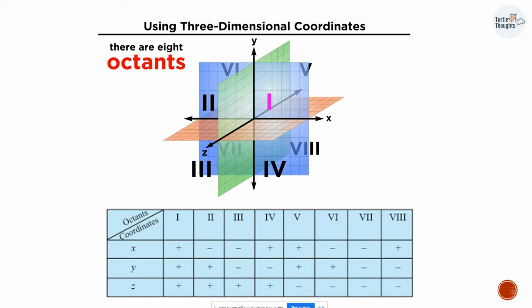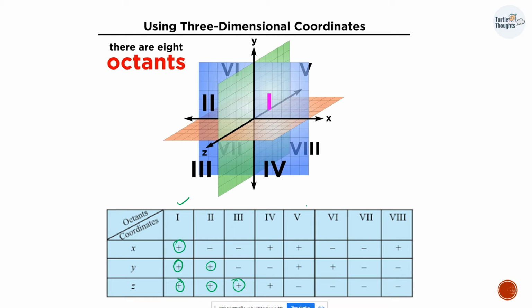What are octants? If the space is divided into 8 parts, this is the first part, which has x, y, and z all positive. If x, y, and z are all positive, it is called the first octant. Similarly, the second octant is when the coordinate of x is negative and the other two are positive. The third octant is where x and y are negative and z is positive.